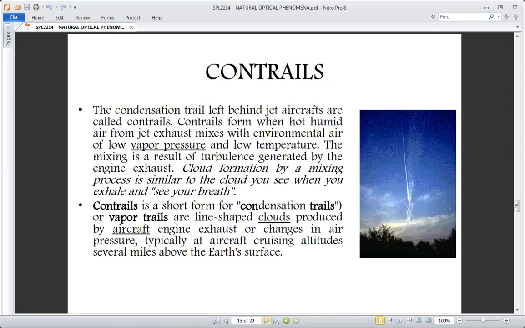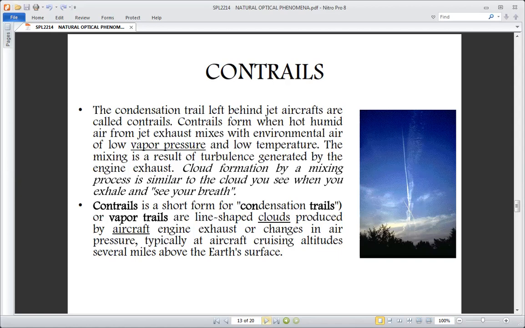The other aspect that we need to discuss is what we call contrails, which are also natural optical phenomena. Contrail is a short form for condensation trails.